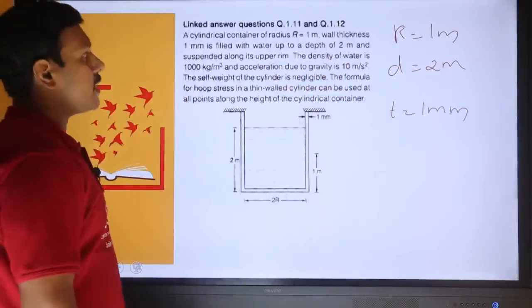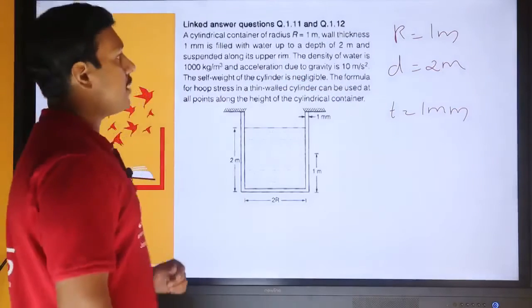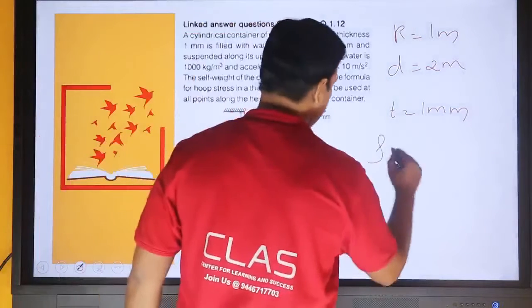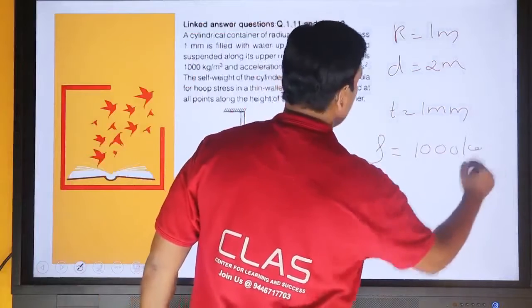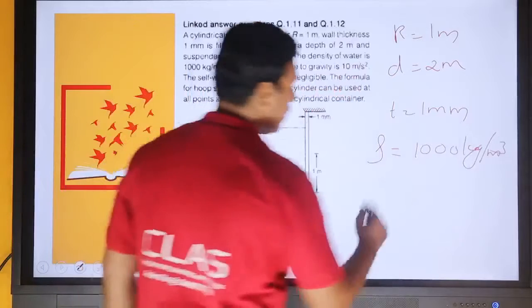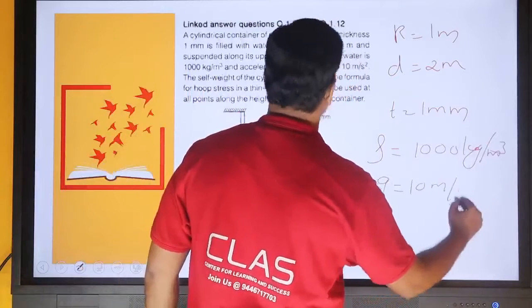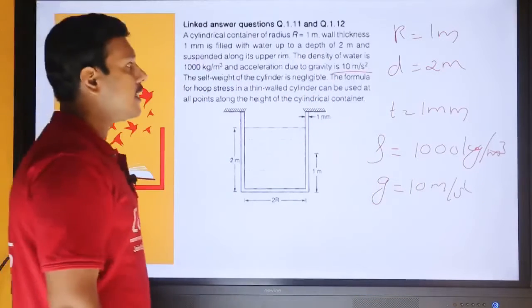The container is filled with water up to a depth of 2 meters and suspended along its upper rim. The density of water is given as 1,000 kilogram per meter cube, and acceleration due to gravity G is equal to 10 meter per second square. The self weight of the cylinder is negligible.